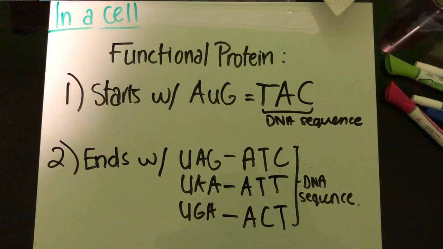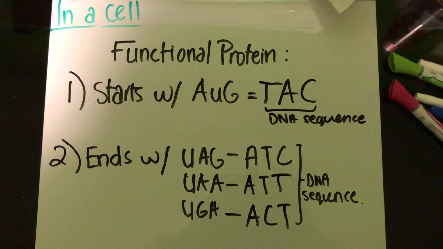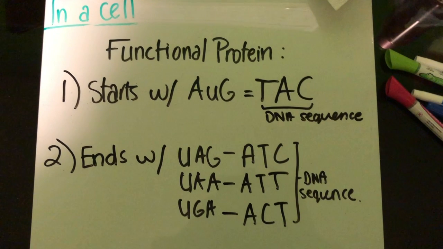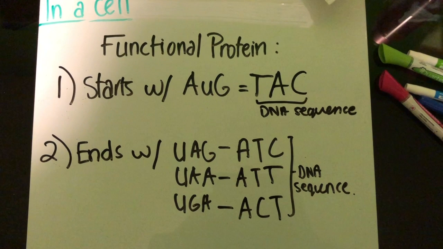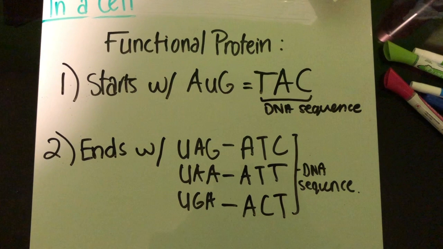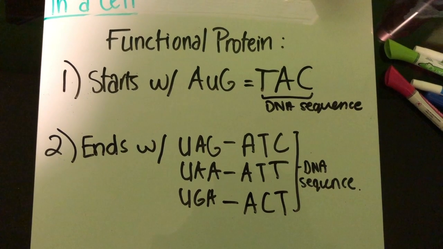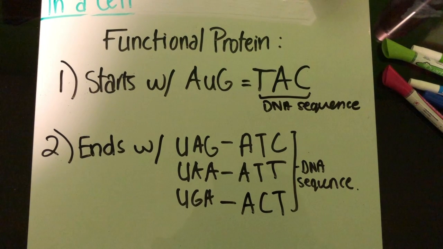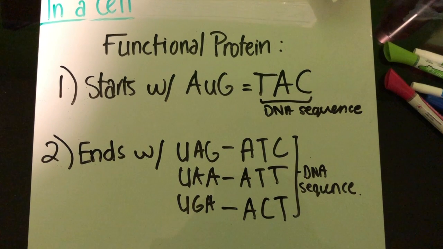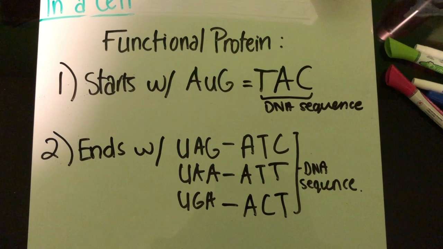For any given functional protein, the mRNA sequence must start with methionine, which is AUG, while in the DNA sequence it would be written as TAC. It must also end with one of the 3 stop codons, which are UAG, UAA, or UGA, and in the DNA sequence that would be ATC, ATT, or ACT. Without the start codon, you won't be able to process the mRNA sequence, and without the stop, you won't be able to get a finished protein product.